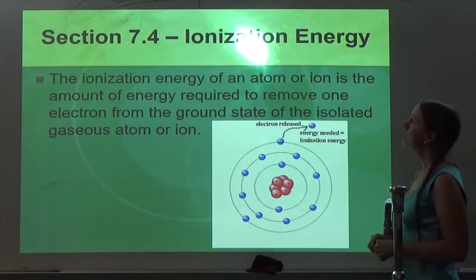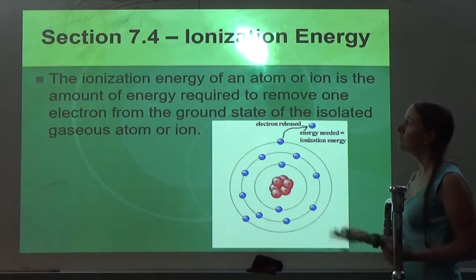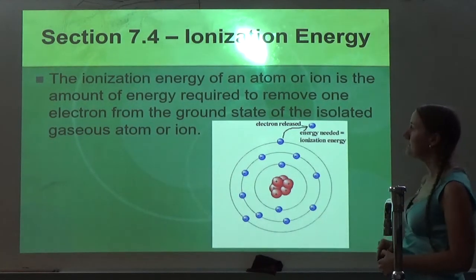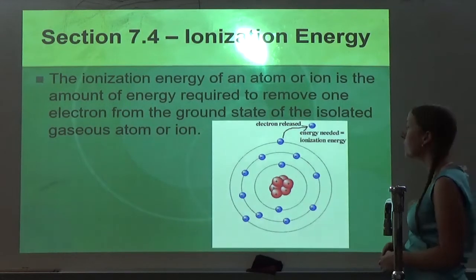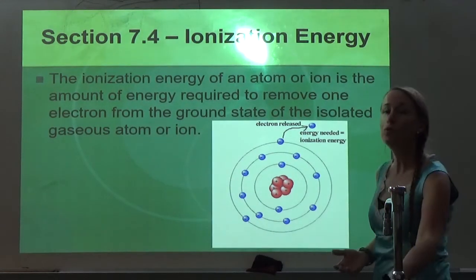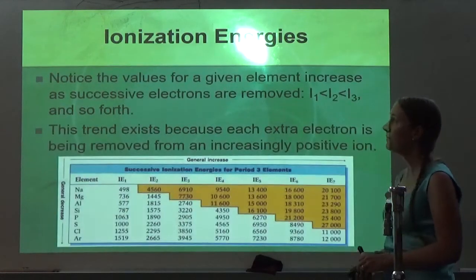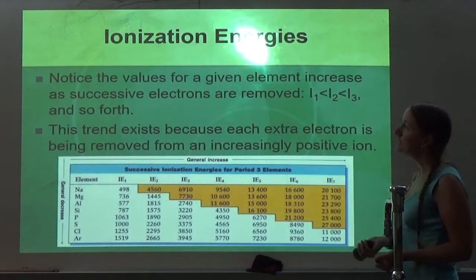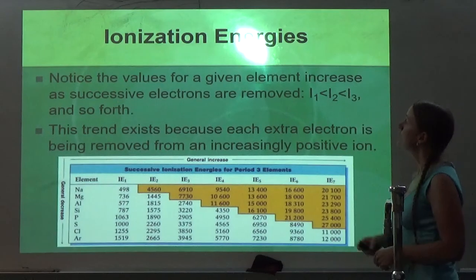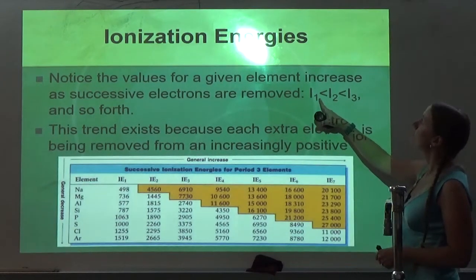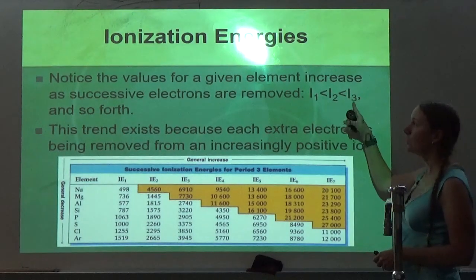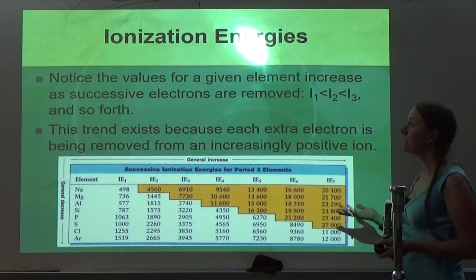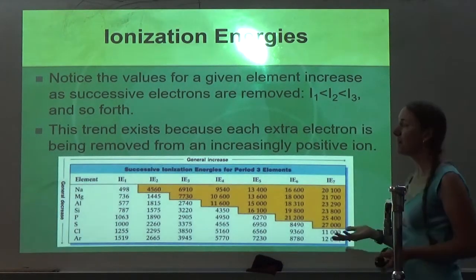The ionization energy of an atom or ion is the amount of energy required to remove one electron from the ground state of the isolated gaseous atom or ion. So we are trying to remove an electron. Notice the values for a given element increase as successive electrons are removed. First ionization energy is lower than second, which is lower than third, and so forth. This trend exists because each extra electron is being removed from an increasingly positive ion.